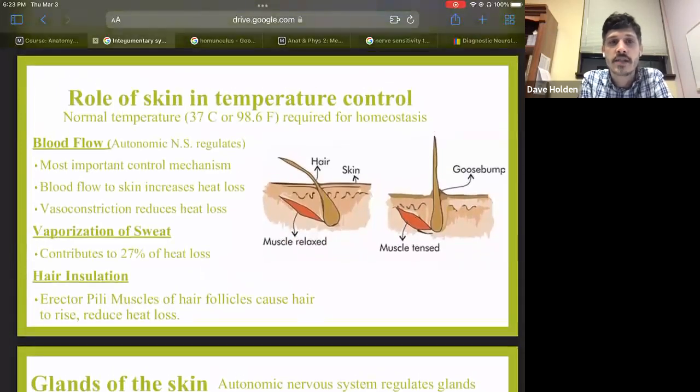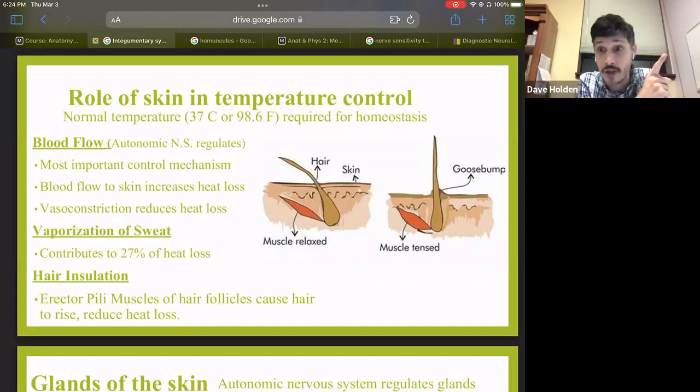Next, we'll talk about the role of skin in temperature control. And I've already kind of touched on this a little bit in the beginning of class today. We know that normal temperature for a human is 98.6 degrees Fahrenheit or 37 degrees Celsius. And I know we don't do a lot of metric system in the United States, but I have seen that question on MBLEXs before. So I highly recommend you know the Celsius rating for normal body temperature. It's 37 degrees Celsius. That is definitely one that I would know for sure. 37 degrees C, 98.6 Fahrenheit.